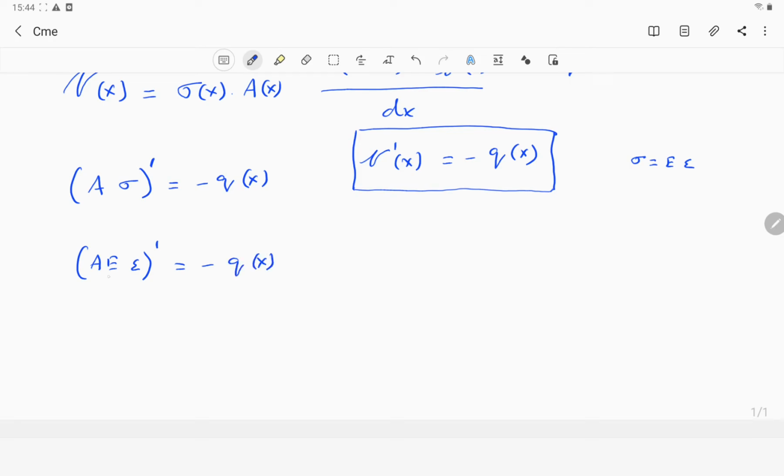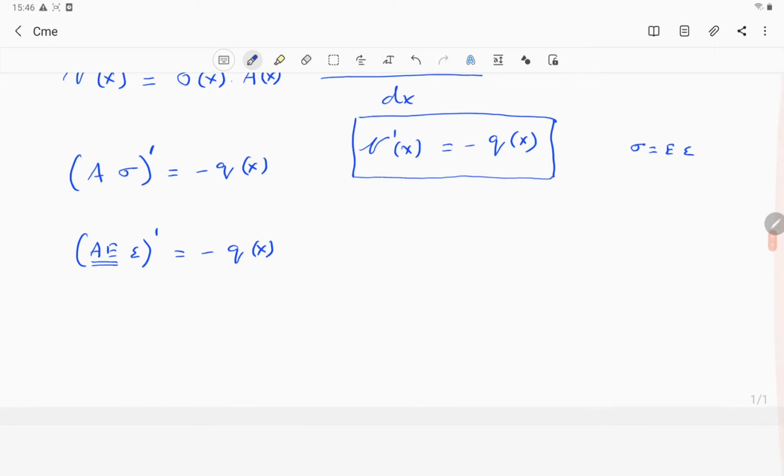And here once again, E could also be a function of x, because at each and every section the material property is varying. So in that case, E could also be a function of x. In our case, this AE is given as a constant, and that constant is equal to 1. But anyway, let me just give you the general picture. So AE epsilon the whole prime is equal to minus q of x.